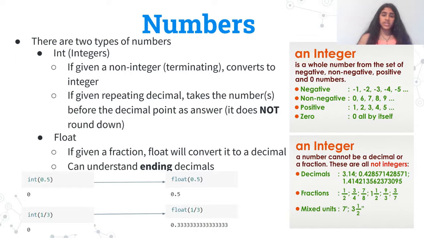So in the pictures, you can see an integer, and you can see the float form of the exact same thing. So when you put int 0.5, you get 0, and when you put float 0.5, it leaves it 0.5. Similarly, when you do int 1 over 3, it gives you 0, because it's the point before the period. And for float, it would be 1 over 3, which would be 0.33333, but it would terminate.